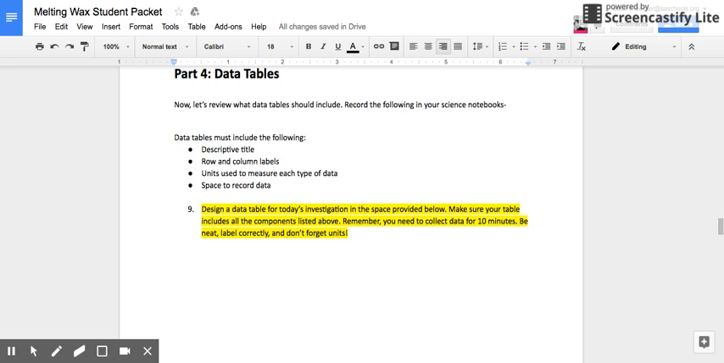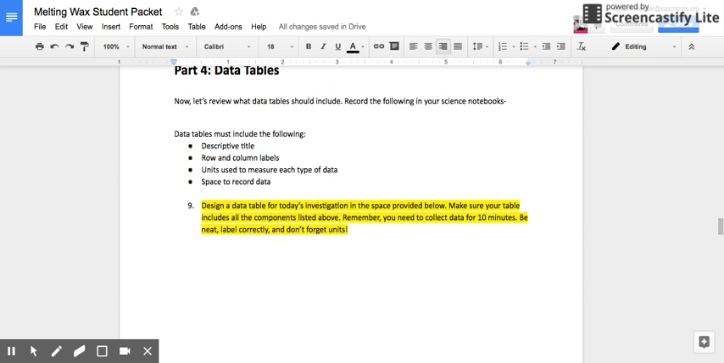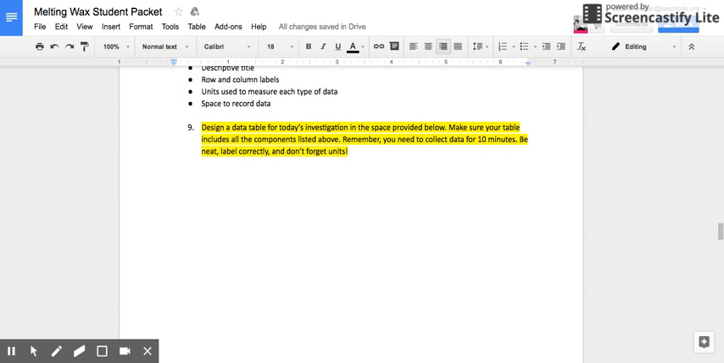You also must make sure that any rows or columns have labels. And if you're measuring something like time, you need to make sure that you have a unit for time. So time is too vague. I don't know if you're measuring minutes, hours, seconds. You need to make sure that there are units. And then, of course, that there's space to record your data.